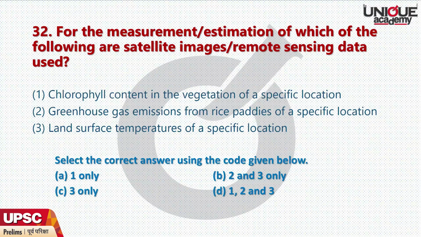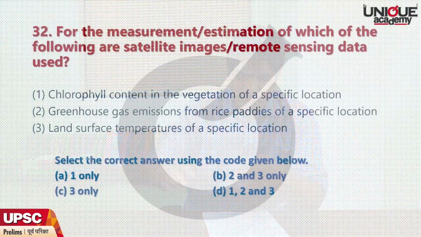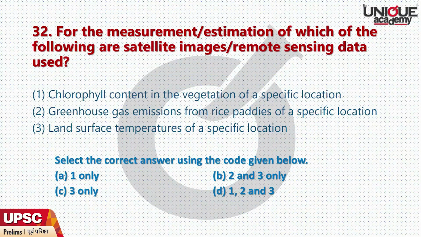Now coming to question 32. Question 32 is also a fairly straightforward science and technology related question. For the measurement or estimation of which of the following are satellite images or remote sensing data used? Now these days remote sensing data is used for a number of activities. So even when it comes to judging the chlorophyll level in plants, when the chlorophyll level goes from lesser to higher across a whole community of plants, that can actually be sensed through remote sensing. The color will turn from one band to another, as simple as that.